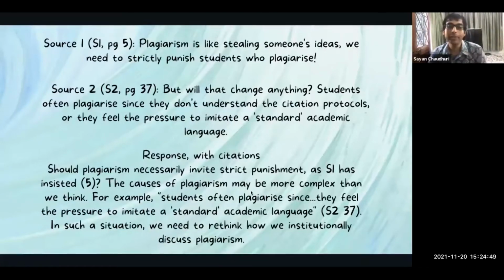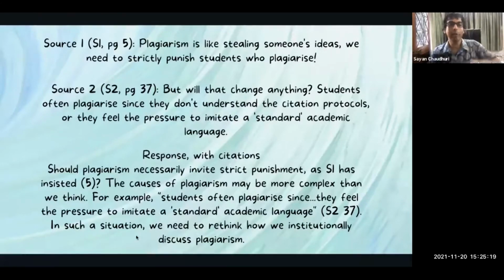The causes of plagiarism may be more complex than we think, right? Now, I am presenting my own view or argument here. For example, and to illustrate that point, students often plagiarize, and here what I'm doing is directly quoting. While for the first source I paraphrased, here I'm directly quoting. Students often plagiarize since they feel the pressure to imitate a standard academic language. Again, I've used in-text citation.